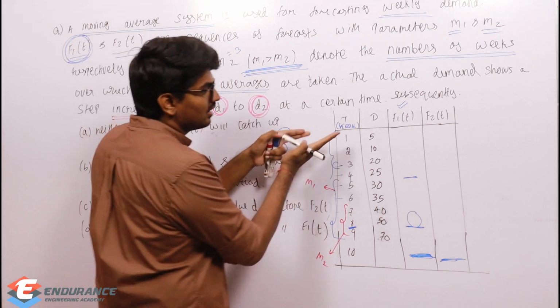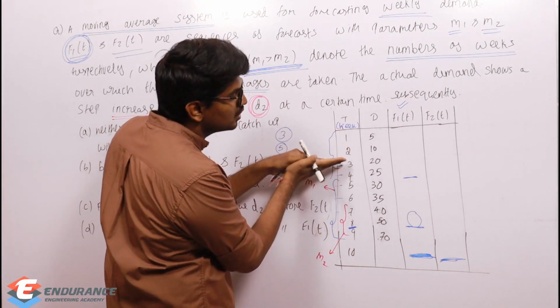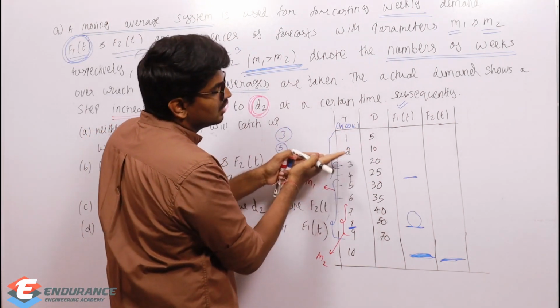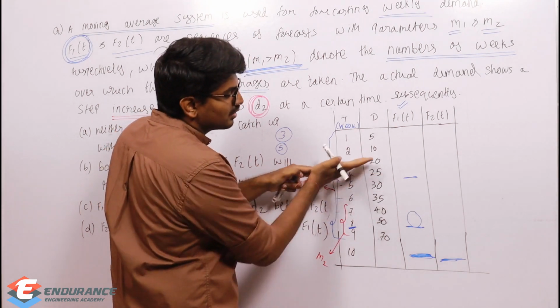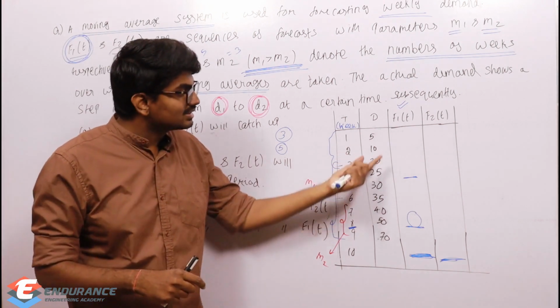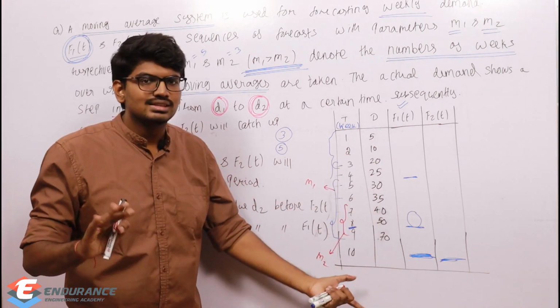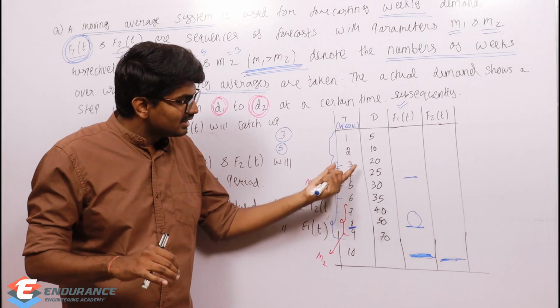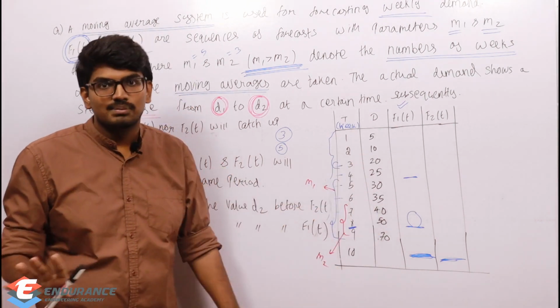When time moves from 1 to 2, it is increasing from 5 to 10. From 2 to 3 it is increasing from 10 to 20, from 3 to 4 it is increasing from 20 to 25, but they didn't give how much the increase is. They are saying that it is just increasing. For each increase in the time period, there was some increase in the demand.